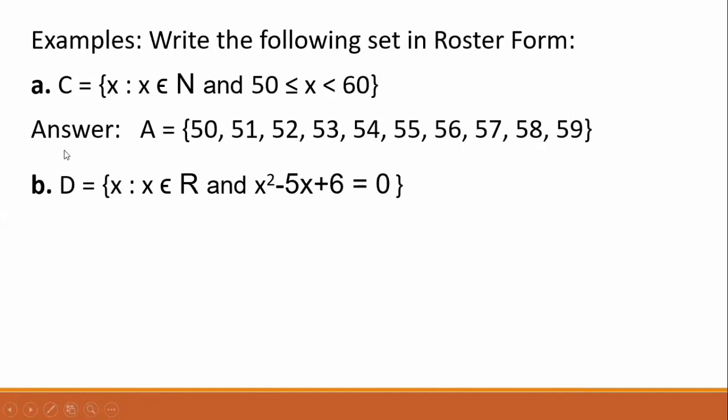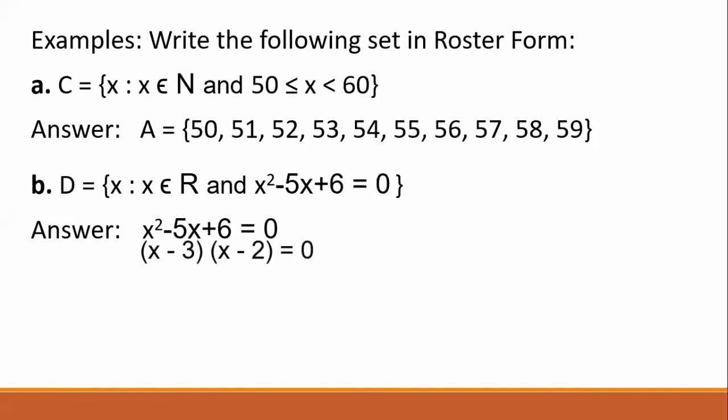What about this one? D is equal to the set of x such that x is an element of R and x squared minus 5x plus 6 is equal to 0. Using the method of factoring, we can find the values of D. We have x squared minus 5x plus 6 is equal to 0. So what are the numbers that if we multiply, we will get 6 as our product? That is 2 and 3. So we have these factors.